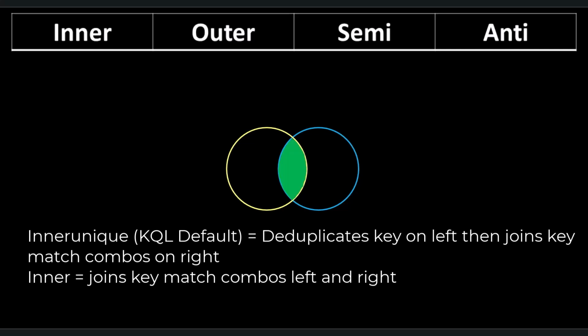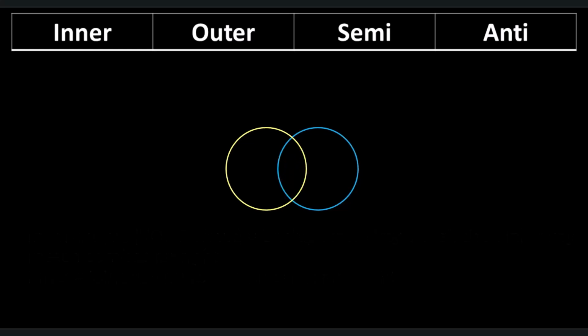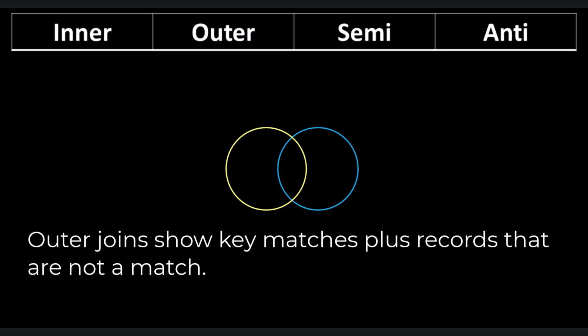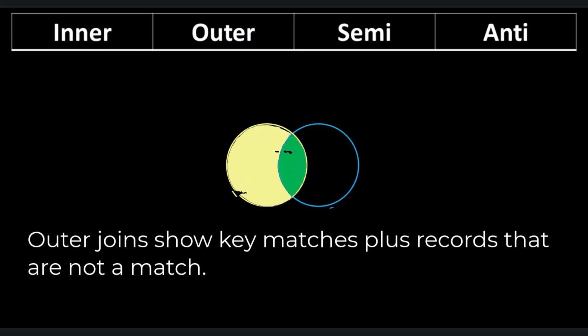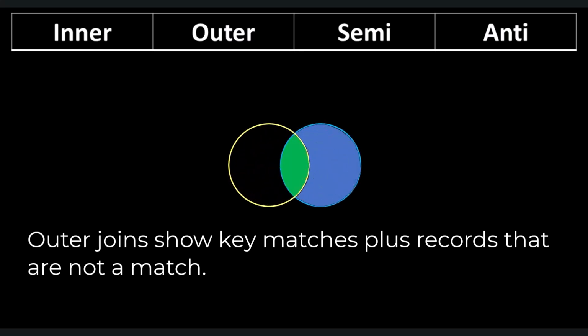The inner join type is the default type in the SQL language. While inner joins only show records with key matches from both tables, outer joins show the key matches and include records that are not matched. There are three types of outer joins: a left outer, right outer, and full outer. A left outer will show you all the inner matches, plus add records from the left table that are not a match. A right outer will show all inner matches, plus add records from the right table that are not a match. And a full outer will show all records with matches and records from both tables without a match.